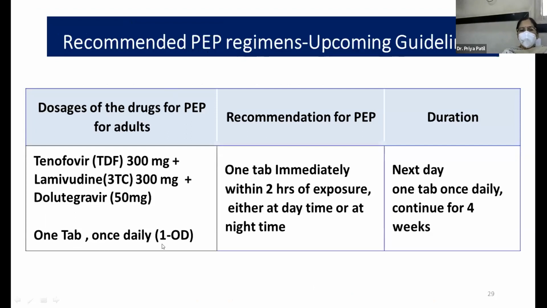One tablet once daily. The recommendation is that within 2 hours of exposure, we have to give one tablet stat, either at daytime or at night time. Whenever the exposure occurs, within 2 hours of that, we give one tablet of TLD, and then from the next day, one tablet once daily, continued for 4 weeks. Again, this is to be implemented after the office memorandum of NACO.